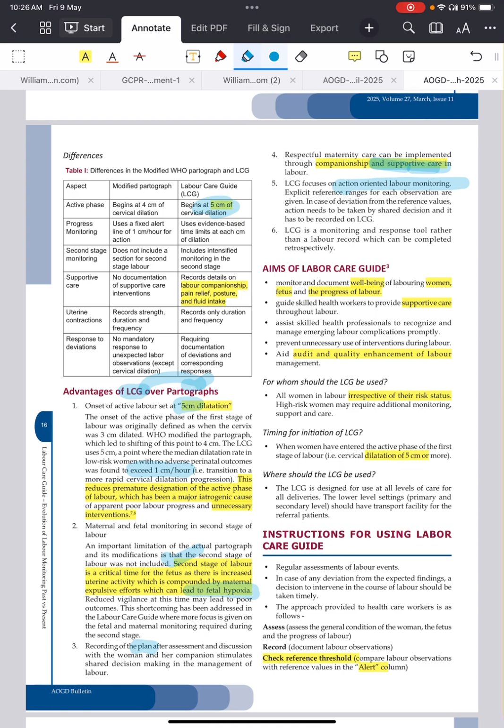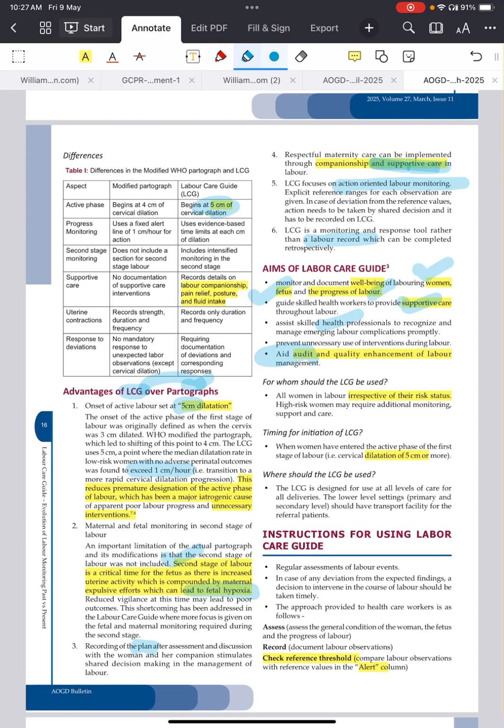This labor care guideline is a tool rather than just a record. By using it, we can tell what to do and what not to do. So what is the aim of this labor care guideline? It helps to monitor the well-being of women, the fetus, and even the progress of labor. Supportive care is allowed. The health professionals need to recognize an emergency situation and do intervention. It prevents unnecessary intervention. And for audit also, this labor care guideline will be useful. If asked why they did surgery, we can show the labor care guidelines.